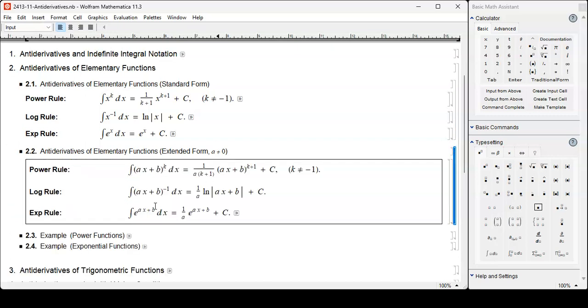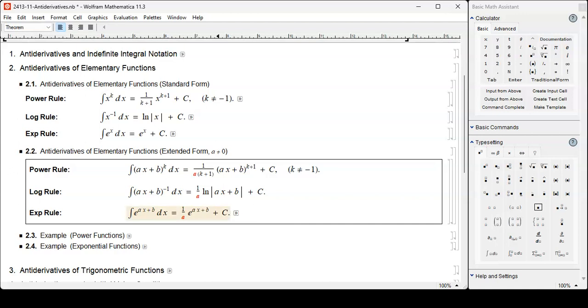Ax plus b to the k power, ax plus b to the negative first power, exponential of ax plus b form. So we have ax plus b inside. Now apply the antiderivative rules. The same rules apply. So increase the power by 1 and divide. Natural log. Exponential remain the same. And then don't forget 1 over a.